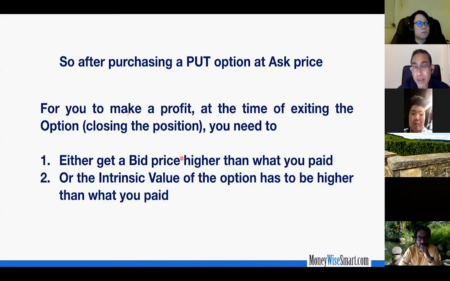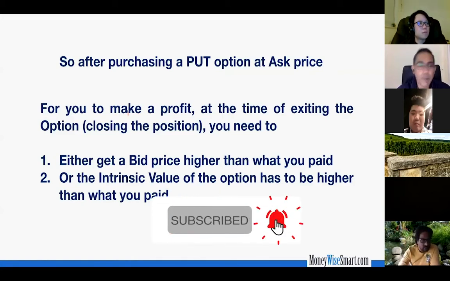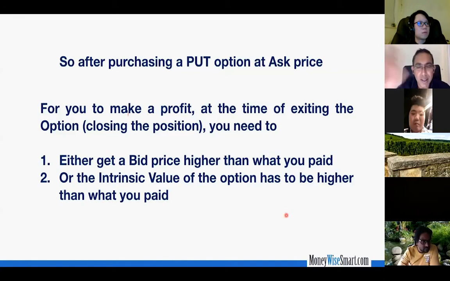So your bid price should be higher than the ask price that you paid for you to make a profit, or the intrinsic value of the option has to be higher than what you paid. So one of these two have to be the case for you to make a profit. Of course, I mean, you can always sell to close an option at a loss. You might have reasons to do that, but for the option to make a profit, one of these two have to be valid. Of course, there are other advanced considerations. We will not cover them now.